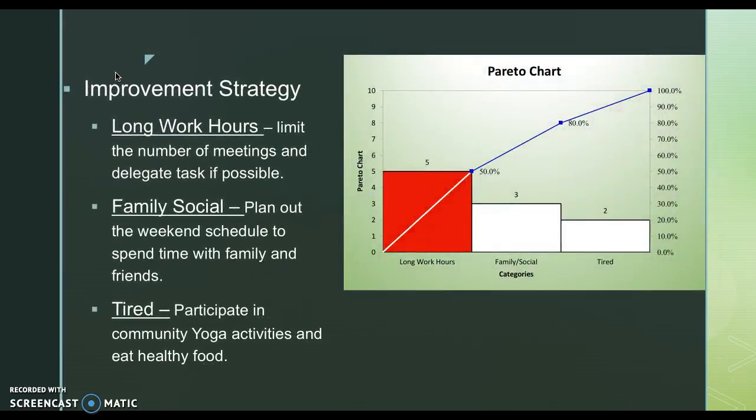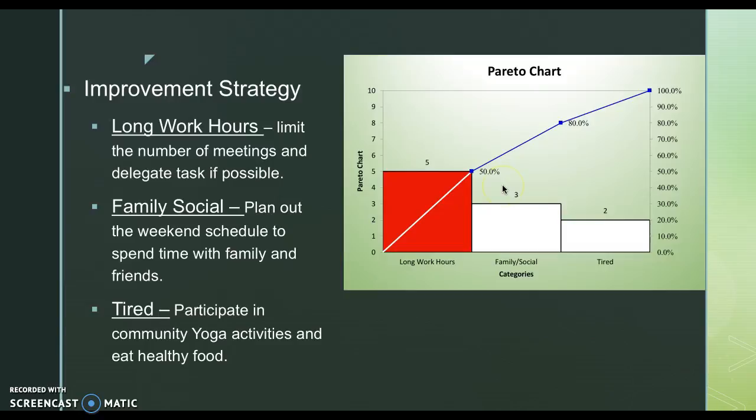So what are some of my improvement strategies based off the data that I have collected so far, and why I wasn't able to achieve my goals? When I dissected my data, it came out that 50% of the time it was due to the long work hours that I wasn't able to finish my goal. The second highest category was family and social events, like during the weekends, going out for shopping, or friends coming over at home for dinner. So 30% is that category, and finally the remaining 20% was that I was tired.